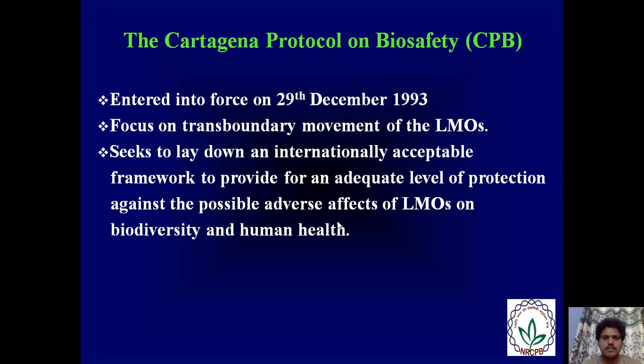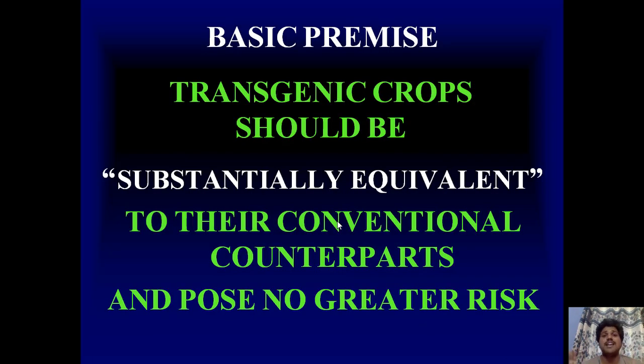Then the basic premise of the transgenic crops is that they should be substantially equivalent to their conventional counterparts and pose no greater risk. So this is the main motto, the basic premise of the transgenic crop. So transgenics, you know much better. It has a gene inserted from some other organism into it, which has conferred some kind of additional advantage to it. So take soybean, which is transgenic. It should be substantially equivalent to its conventional counterpart. So normally non-transgenic and transgenic should be almost alike.